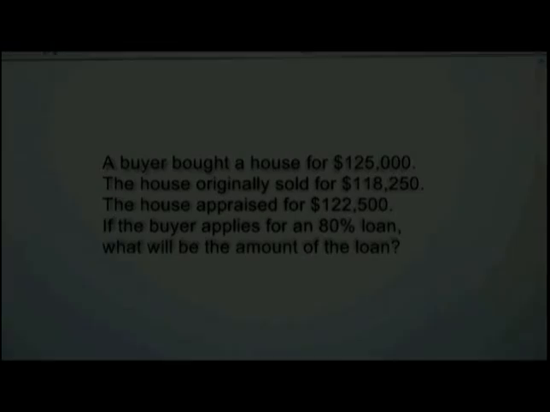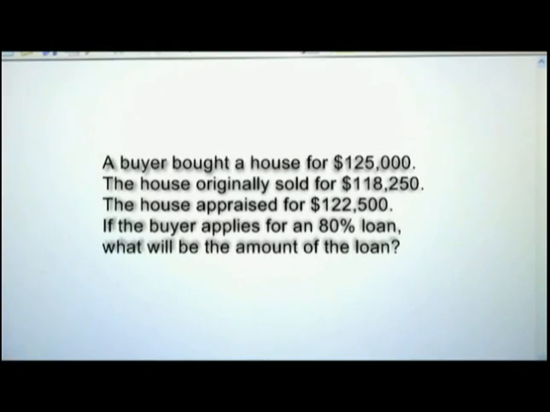A buyer bought a house for $125,000. The house originally sold for $118,250, and the house appraised at $122,500. If the buyer applies for an 80% loan, what will be the amount of the loan? The trick here is knowing where to start.